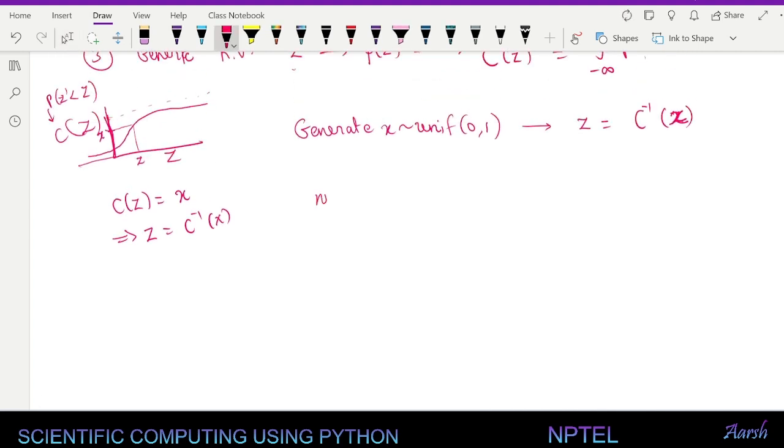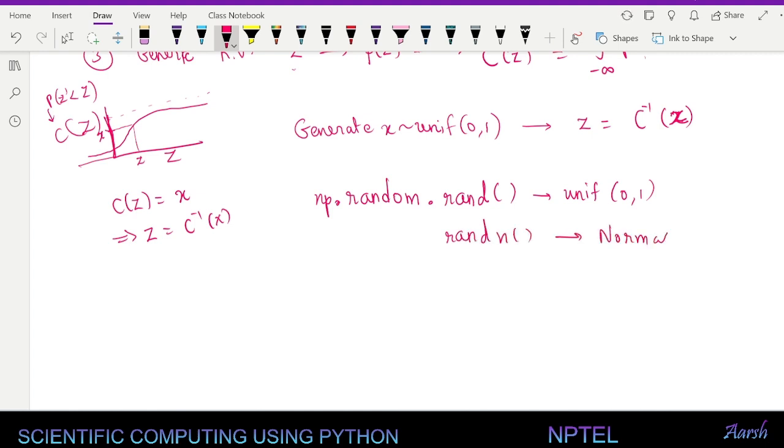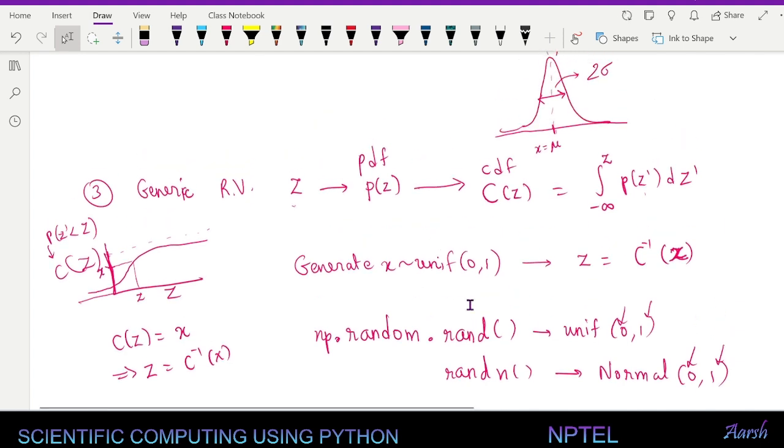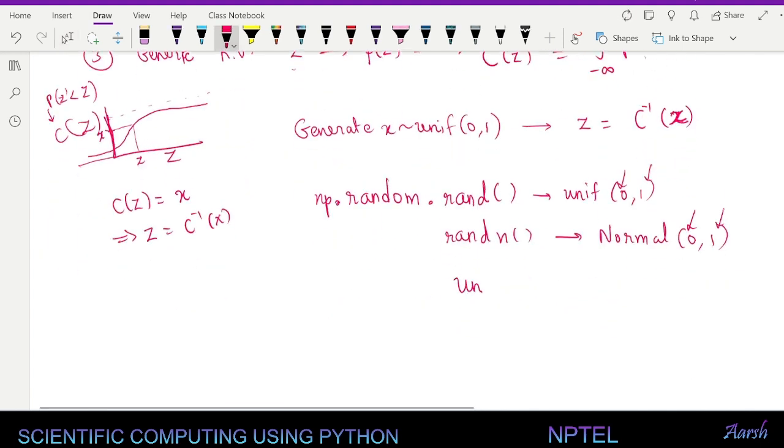And since we are doing Python, we have np.random, and if you do .rand, you get uniform between 0 and 1. If you go randn, that gives you normal, which means 0 mean and 1 standard deviation. And these are not endpoints, so here 0 and 1 mean different things. You can also do uniform from a to b, so np.random.uniform(a, b) will generate uniform numbers from a to b.